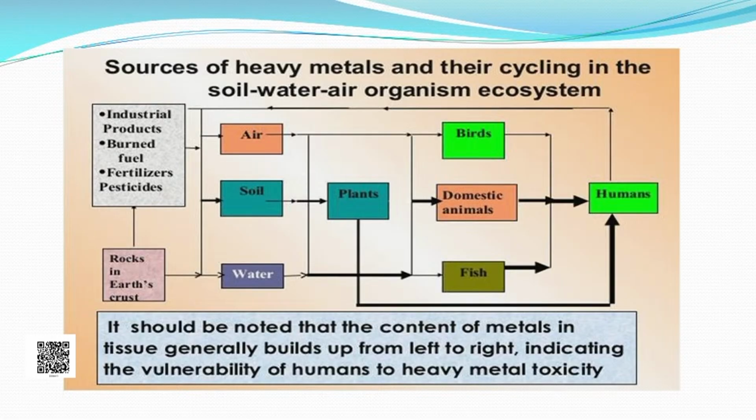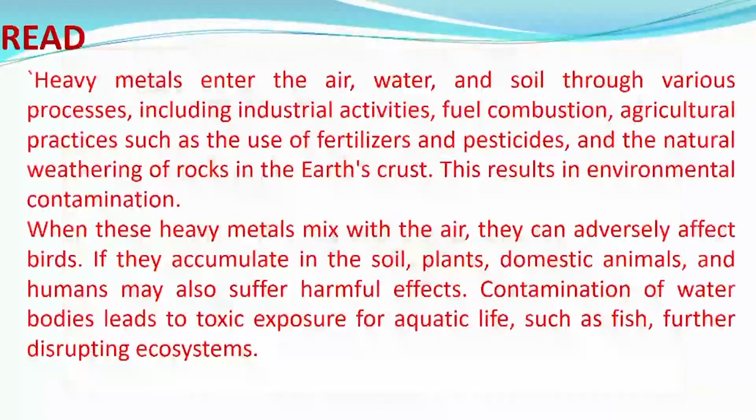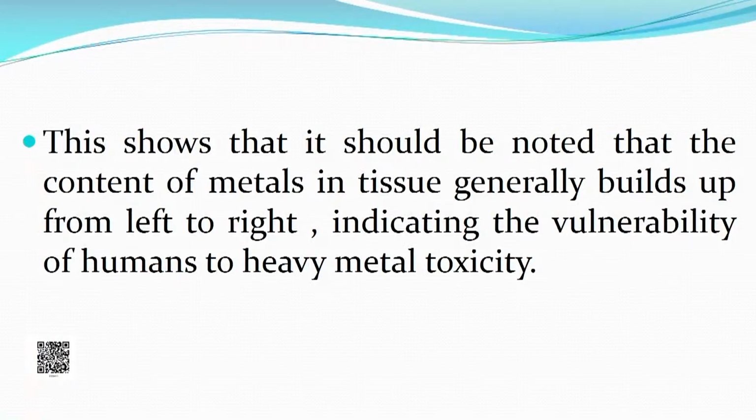When heavy metals mix with air, they can adversely affect birds. If they accumulate in the soil, plants, domestic animals, and humans may also suffer harmful effects, and contamination of water bodies leads to toxic exposure to aquatic life, such as fish, further disrupting the ecosystem. So this is a cycle. This cycle shows that the metal content in tissue generally builds up from left to right, indicating the vulnerability of humans to heavy metal toxicity.